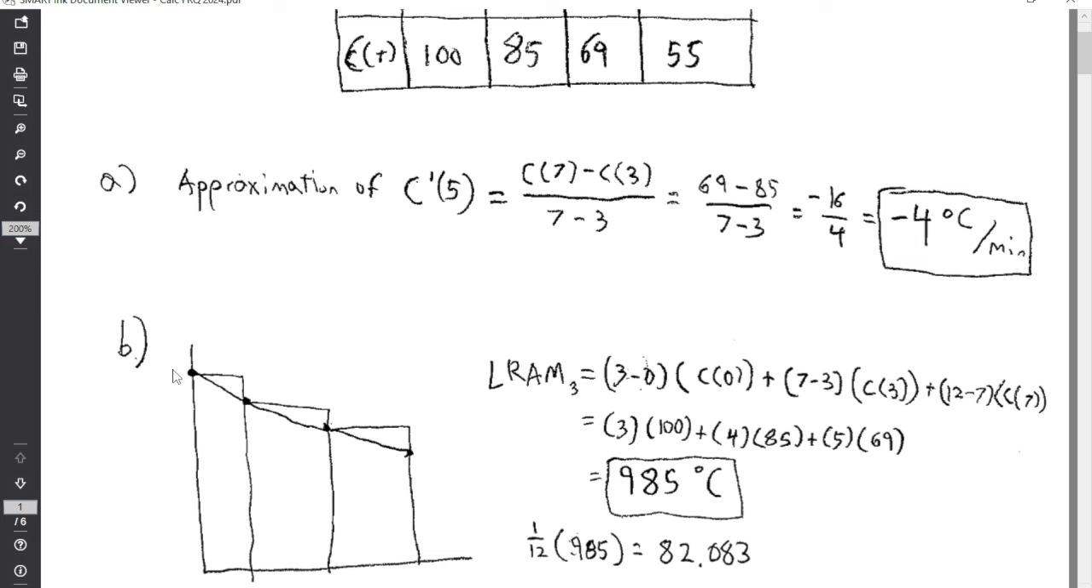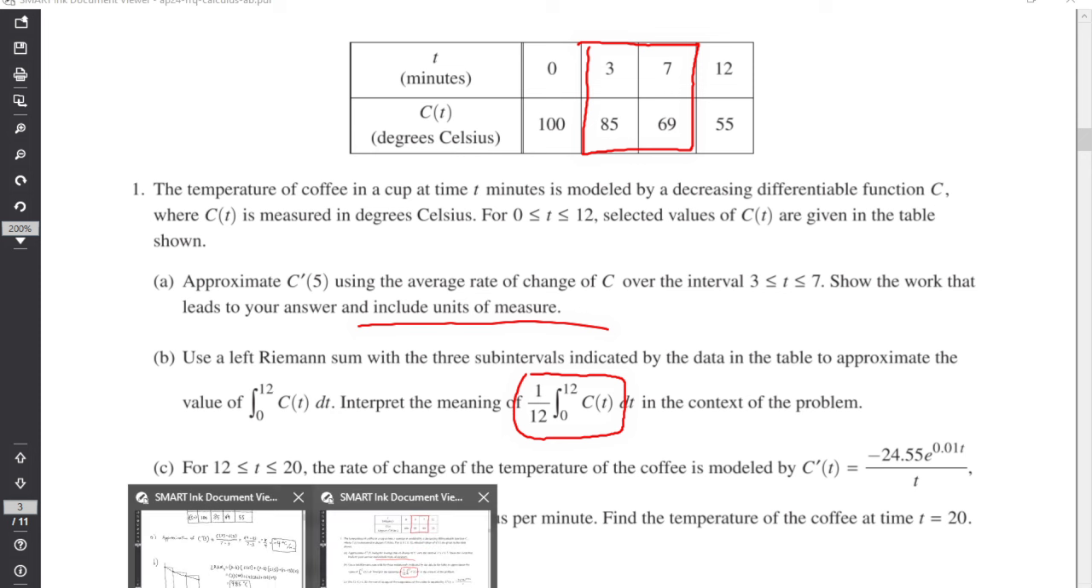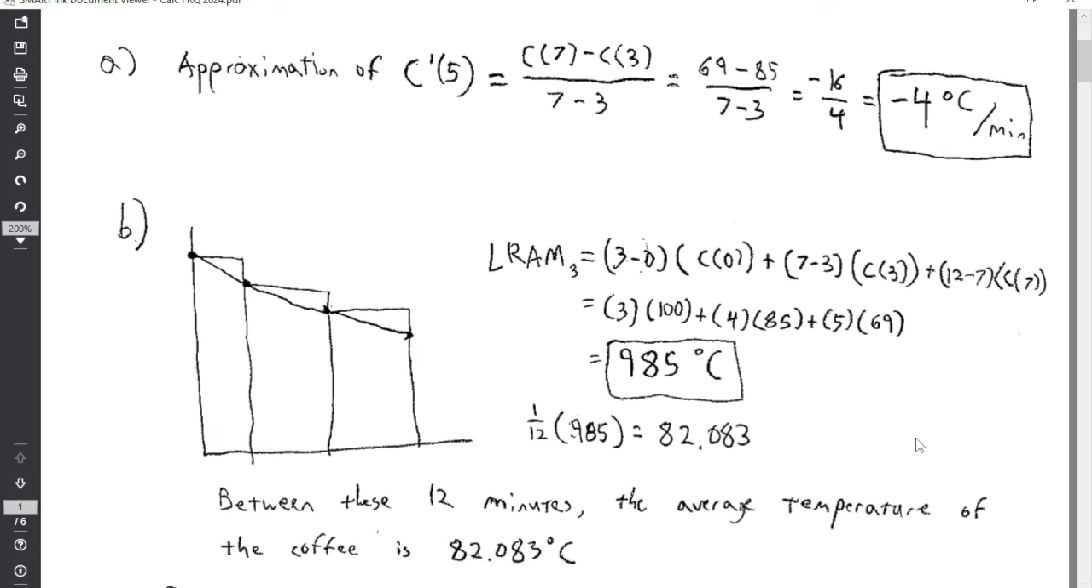Then it asks us to interpret what 1/12 of that integral is in the context of the problem. And if we put that 1/12 out in front, that is another way we can write it as 1 over 12 minus 0. That's going to be average value of the function. So the function is temperature, so it's going to be the average temperature over the course of that 12-minute period of time that we're talking about. Average value of the function.